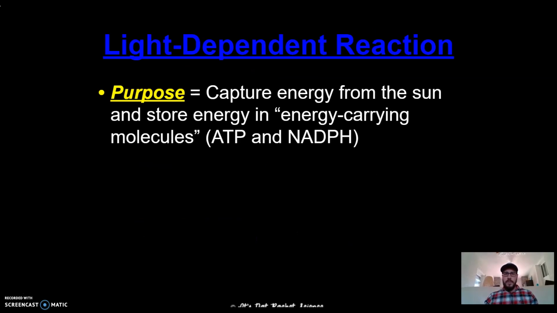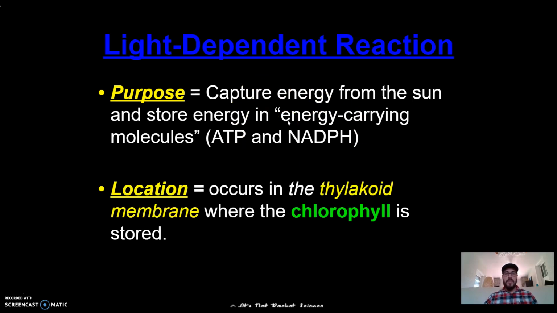So, big picture, this is what you really want to know. What is the purpose of the light-dependent reaction? We are capturing energy from the sun and we're storing it in ATP and NADPH. That's going to get used later, but this is the purpose. What is the goal? That's what you want to be thinking about. Where is it happening? It's happening in our thylakoid membrane.